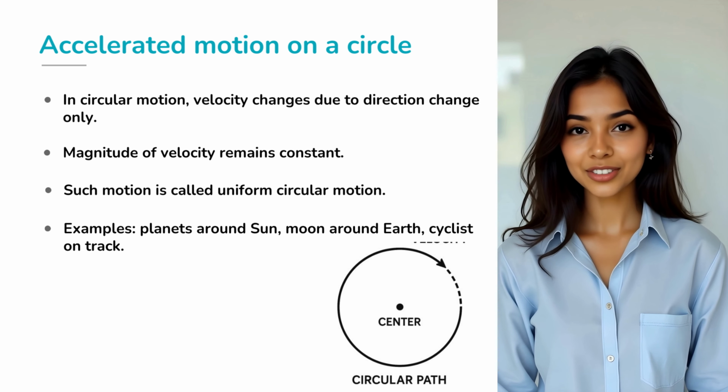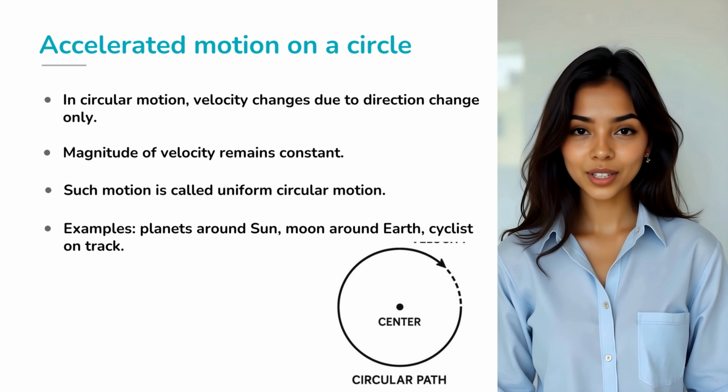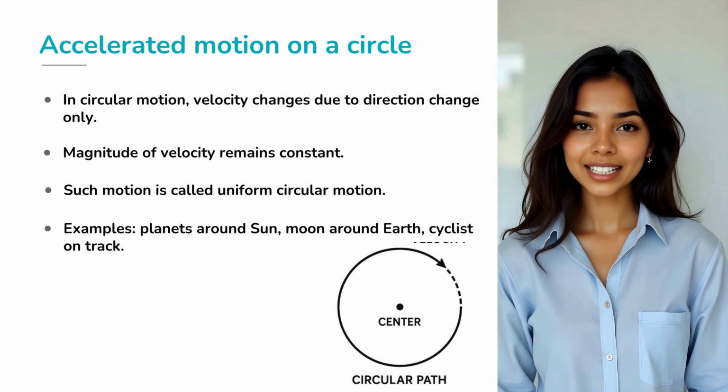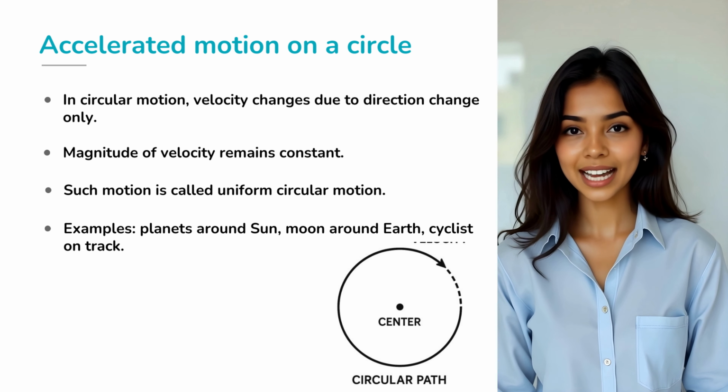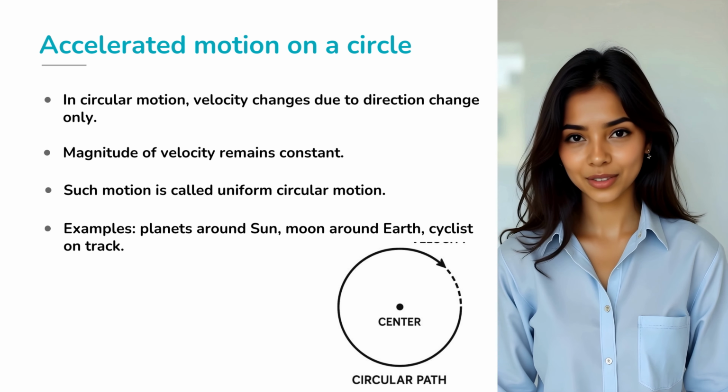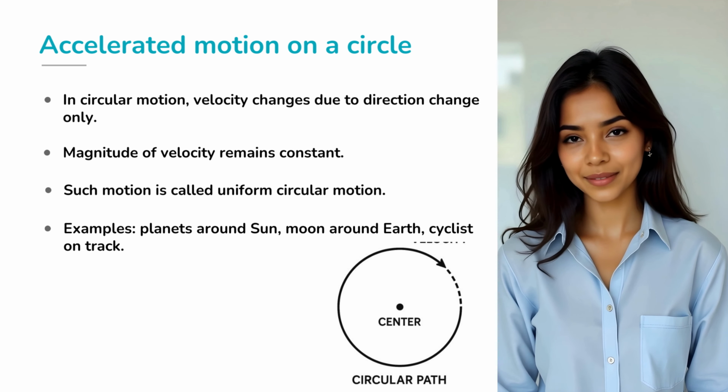Think about planets revolving around the sun, the moon around the earth, or even a cyclist on a circular track. In all these cases, the speed is constant, but the direction changes every moment. That's what makes circular motion unique.